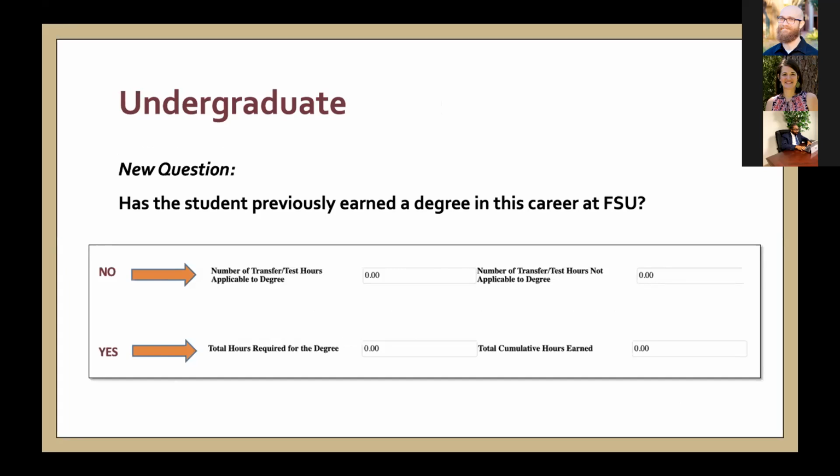If the answer is yes, you don't get the transfer and the test hours questions. Instead, you're going to get 2 other questions that have been reworded. One asks for total hours required for the degree, so how many hours are required for the program the student is in? Is it a 36-hour program, a 42-hour program? And then also cumulative hours earned, so how many hours has the student already earned towards that degree program? So for these undergraduate appeals, you're going to get one of these 2 sets of questions depending upon how that's answered and what the student has done.